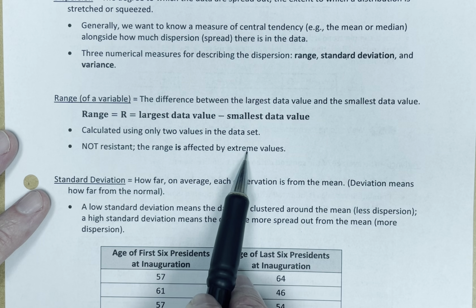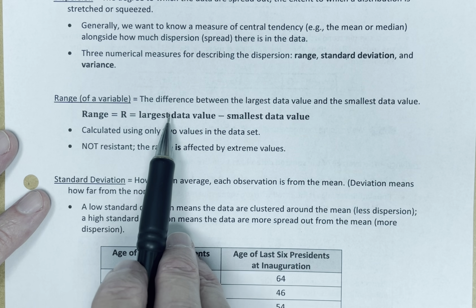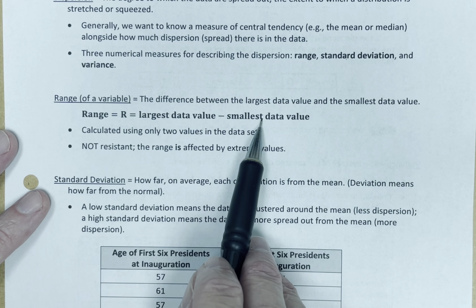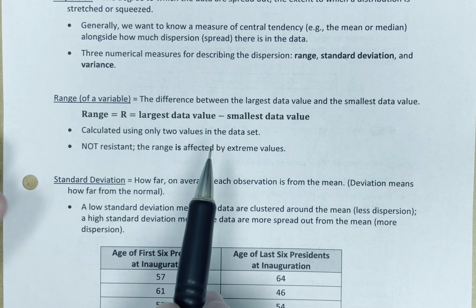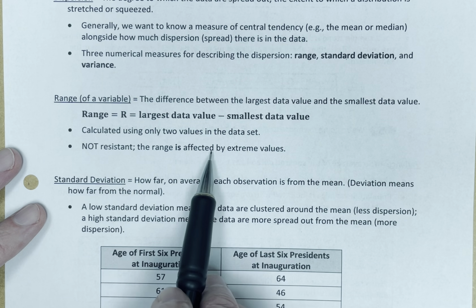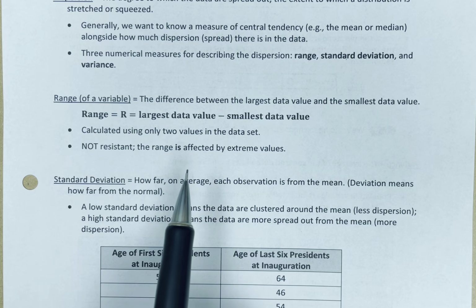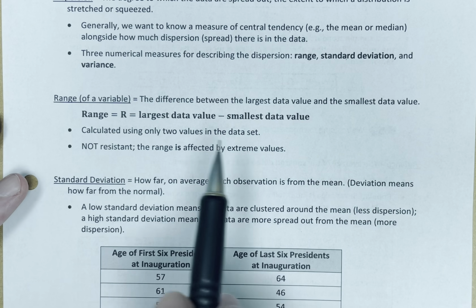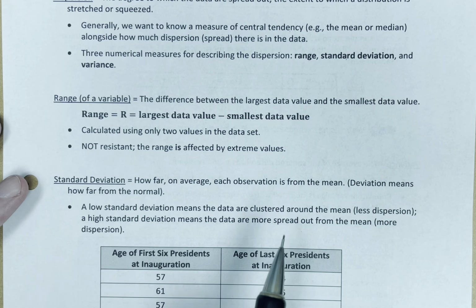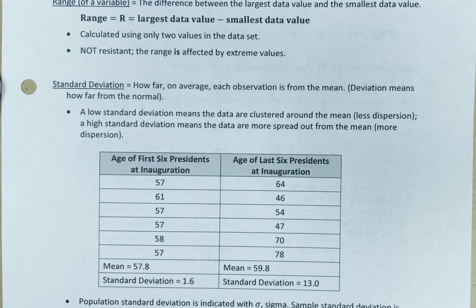If you change the extreme value, because it's largest minus smallest, you change the range substantially. So it is affected by extreme values. Totally makes sense. You change the top value, you've affected the range. You change the bottom value, you've affected the range. That one's the simplest of the three.